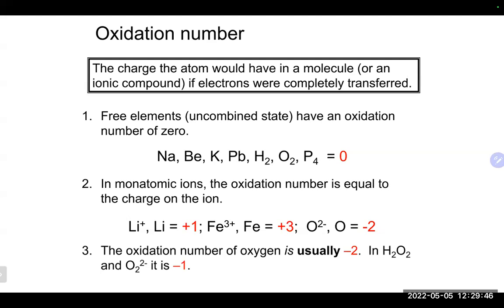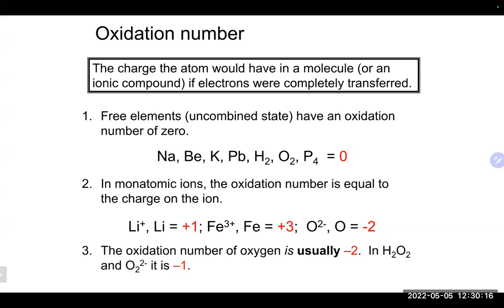So let's talk about some of the rules that we follow when we apply oxidation numbers or states. First off, the first one is pretty simple. If you have any element that's by itself, uncombined with anybody else, it will always have an oxidation number of 0. Any monoatomic ion that's by itself, the oxidation number will be the same as the charge. So if you have something like iron(III) chloride, the oxidation number would be +3 for the iron.